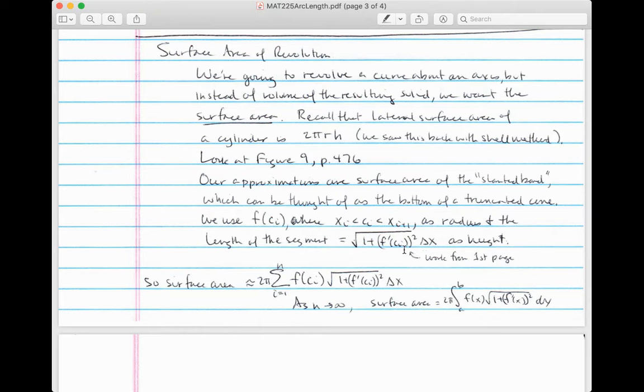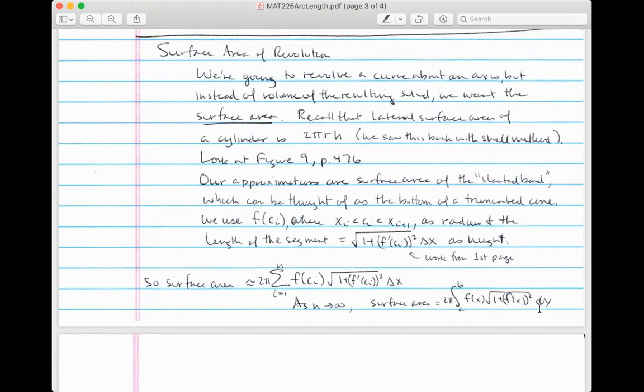And so we're approximating that slanted band with a cylinder, and so I get 2 pi times the radius times the height. If I add all those up, that will give me an approximation of the lateral surface area of the resulting figure. When we take the limit as n goes to infinity, we get 2 pi integral from a to b of f of x times the square root of 1 plus f prime squared dx.